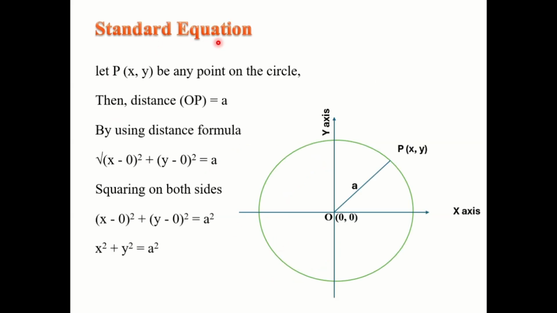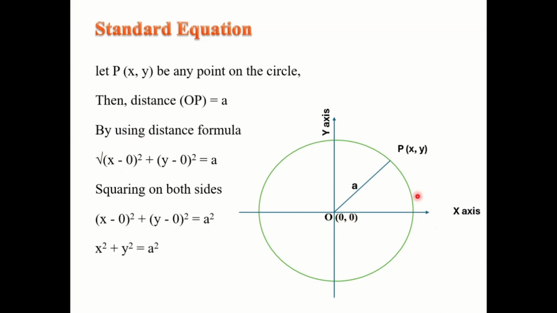Standard equation of circle means equation of circle whose center is at origin. Origin means what? Intersection of x-axis and y-axis. That we call it as the origin. And coordinates of the origin are always 0, 0. Then standard equation of circle. See, this is the circle whose center is at the origin, means intersection of x-axis and y-axis. They intersect at the point O, that we call origin, whose coordinates are 0, 0.